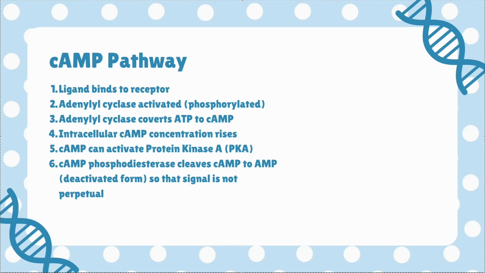So cyclic AMP phosphodiesterase is like always on the hunt for cyclic AMP in the cell. It's always searching to hydrolyze cyclic AMP back into AMP.